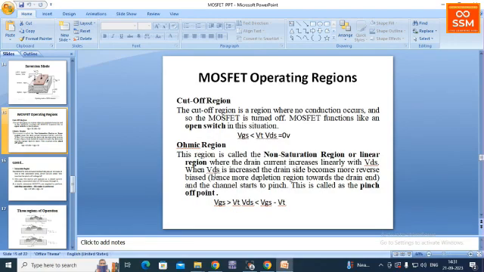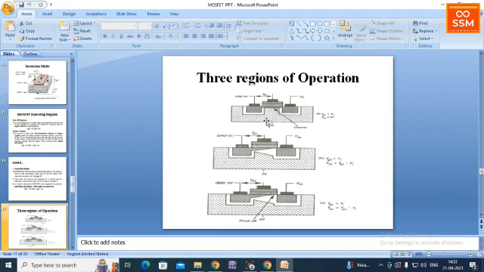Okay, so what happens is that when VDS is increased, if you increase the VDS voltage as well as the VGS voltage, definitely the current will also increase. We can see this in the diagram itself. First, the cutoff region is shown here. Here VGS equals 0, so there is no current flow, simply because there is no channel. That is the first region.